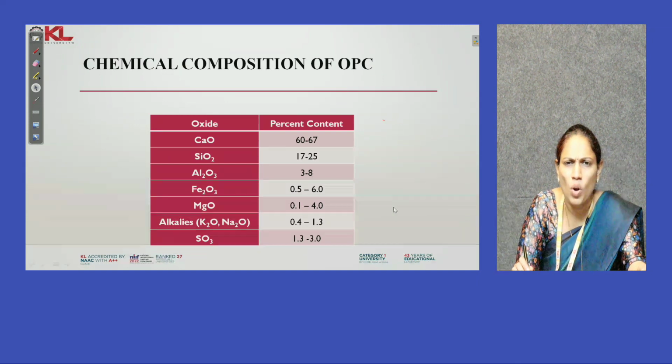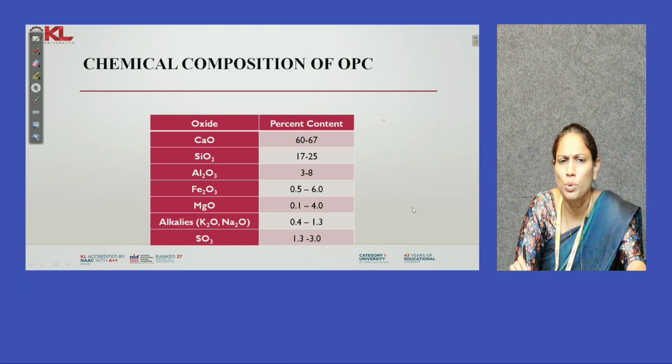The chemical composition of OPC, with percentages: calcium oxide 60 to 67, SiO2 17 to 25, Al2O3 3 to 8, Fe2O3 0.5 to 6 percent, magnesium oxide 0.1 to 4 percent, which is very less, and alkalis 0.4 to 1.3 and sodium content 1.3 to 3%.